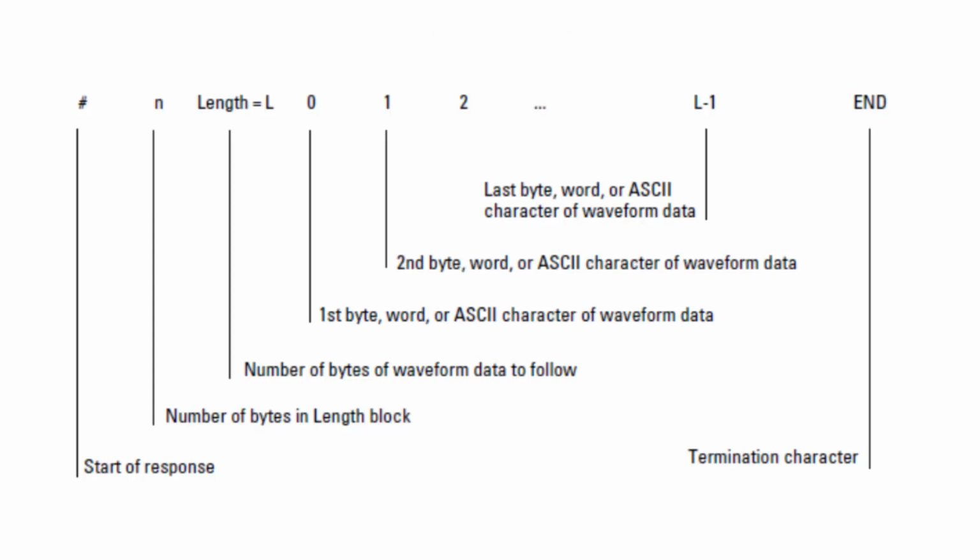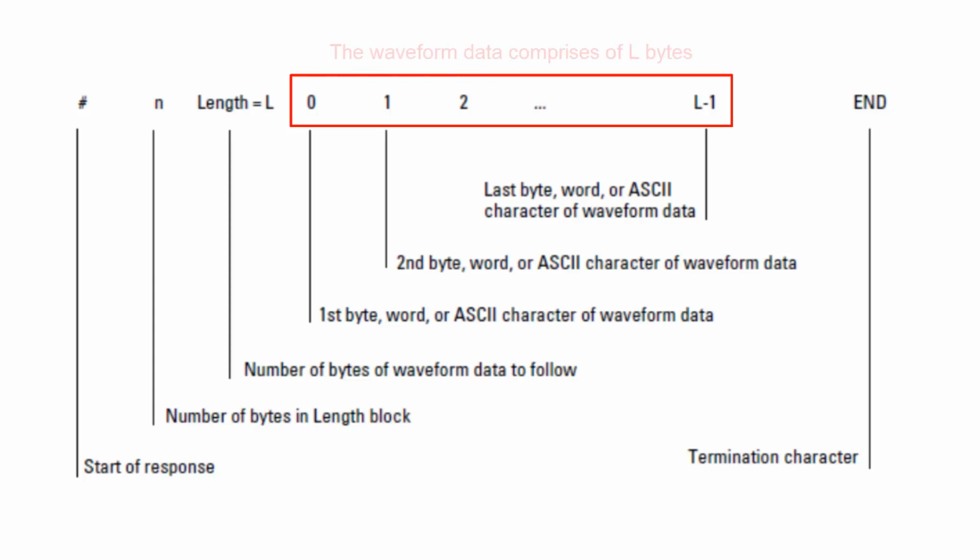We will have a number of bytes which will represent waveform data. So let's say that the number of waveform bytes is L. And you can see here we've got them represented as bytes in a range between 0 and L-1, which adds up to L bytes. So we need to figure out what L is.